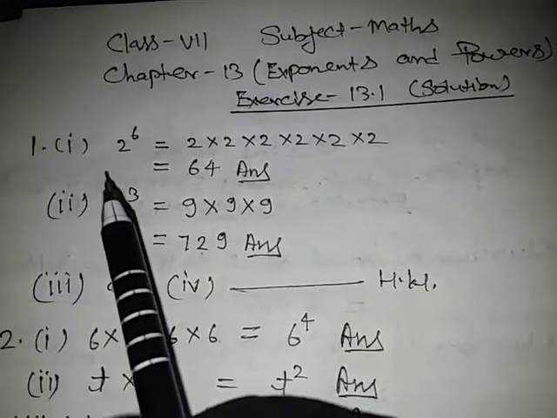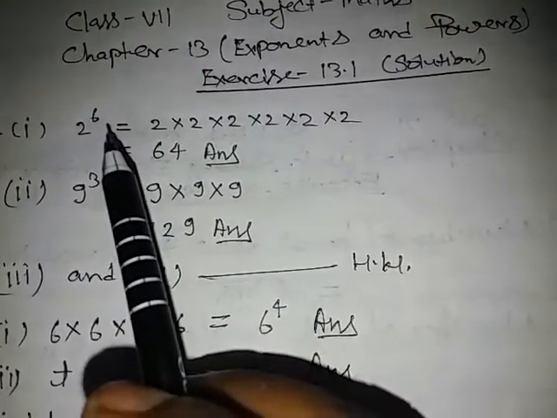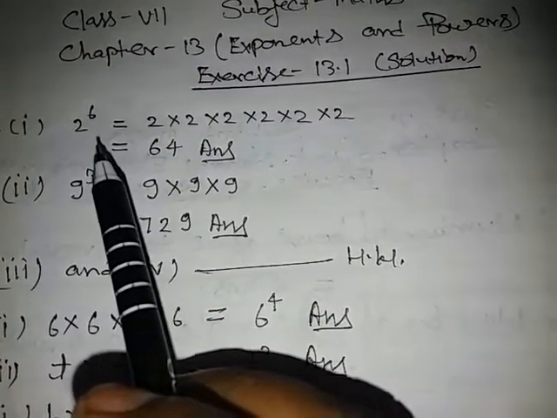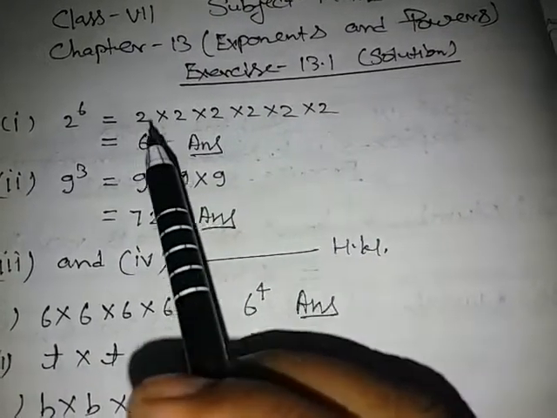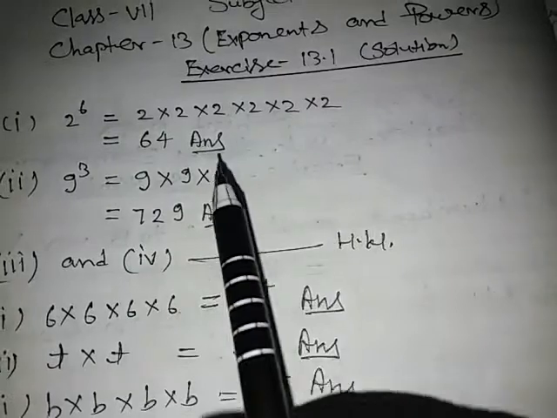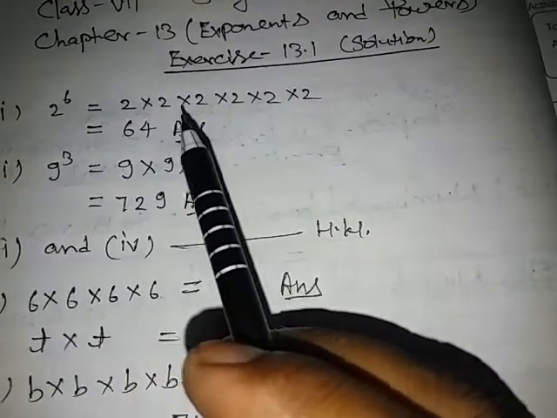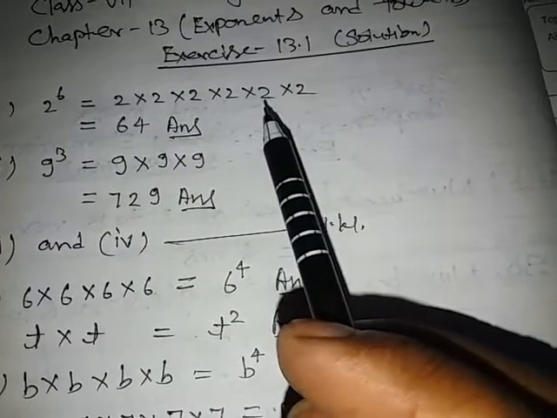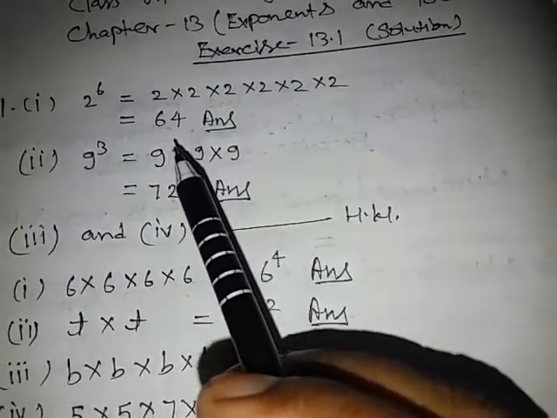Now the solution of question number 1, part 1, 2 to the power 6. We can write it as 2 into 2 into 2 into 2 into 2 into 2, 6 times. Now multiplying it, 2, 4, 8, 16, 32, 64. It is the answer, 64.